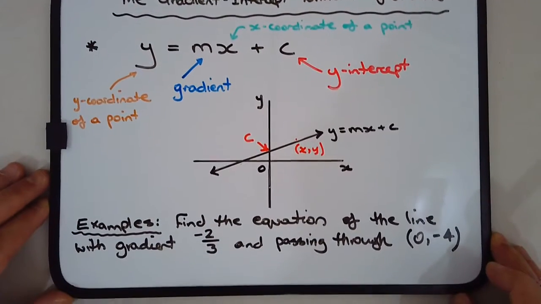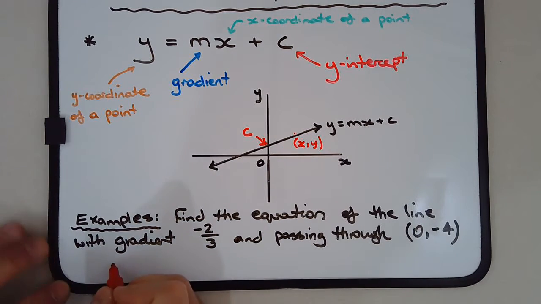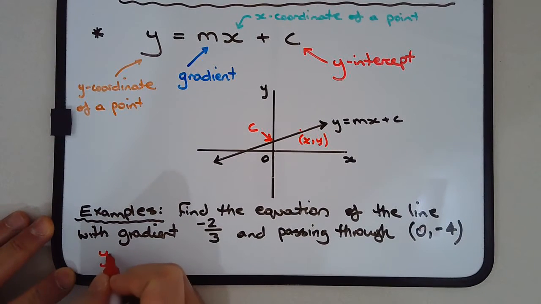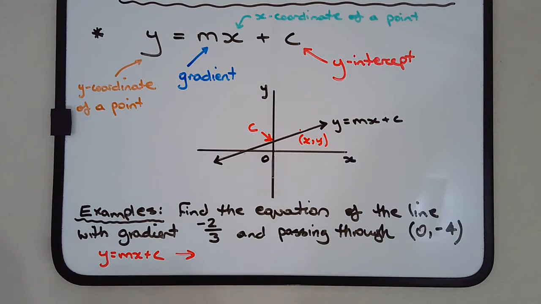So let's have a look at an example. Oh, there's a couple of examples actually we'll look at. So example 1, find the equation of the line with gradient -2/3 and passing through 0, -4. So the gradient intercept formula, y equals mx plus c. Okay, and this is the basic. I think this is probably one of the most useful formulas. In fact, the foundation of the topic of coordinate geometry really is based on this one equation, and we can do so much with that.